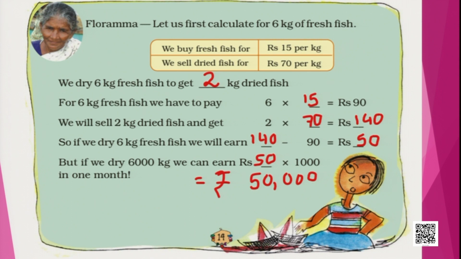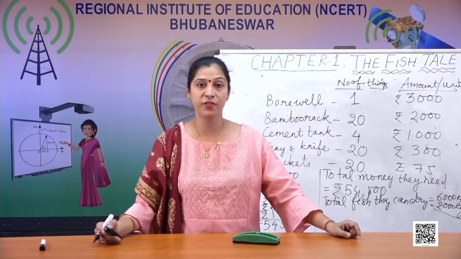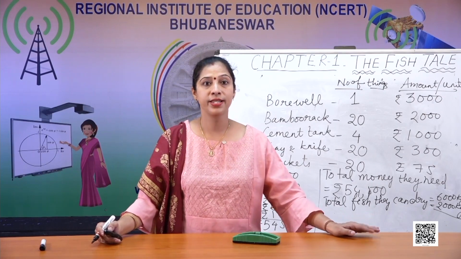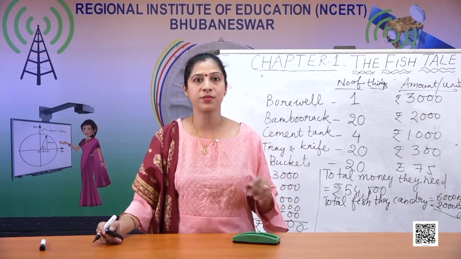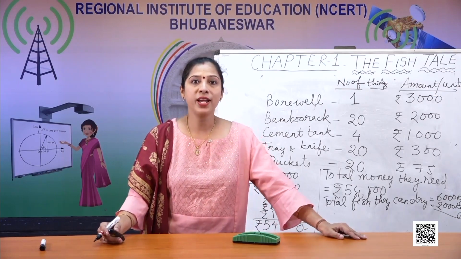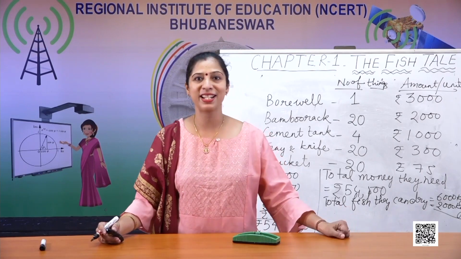Now Florama is doing this calculation. Florama is very good in maths. That is why she said let's calculate for 6 kg fresh fish, then we can calculate for 6,000 kg. After calculation, they found out that it is 50,000. Now they were all very happy with this plan. The group can make profits and each woman can get a salary for the work she has done.